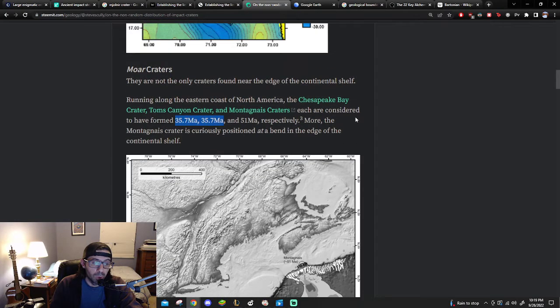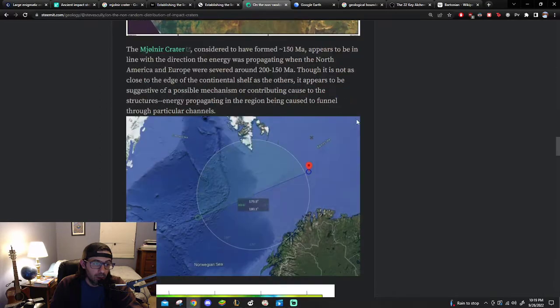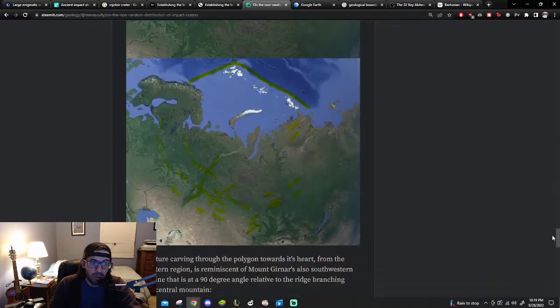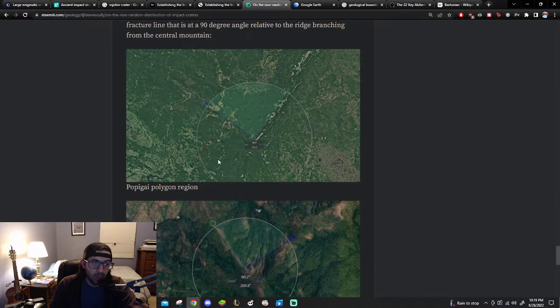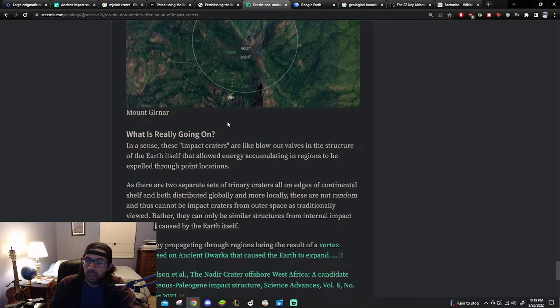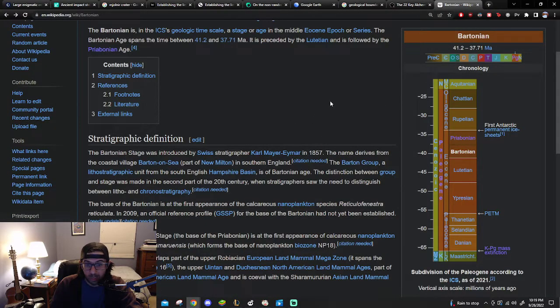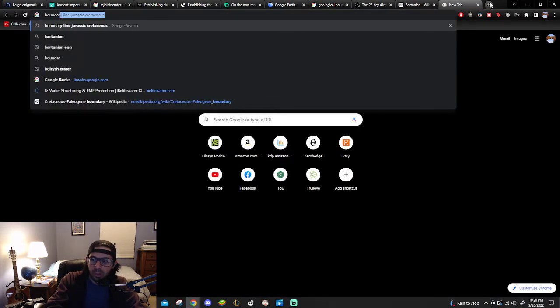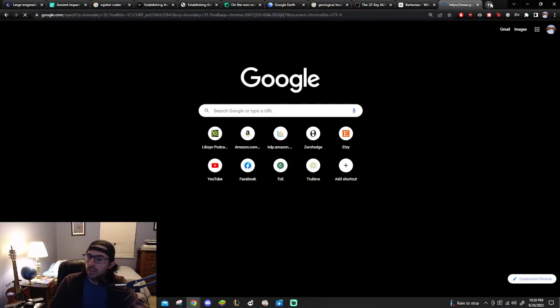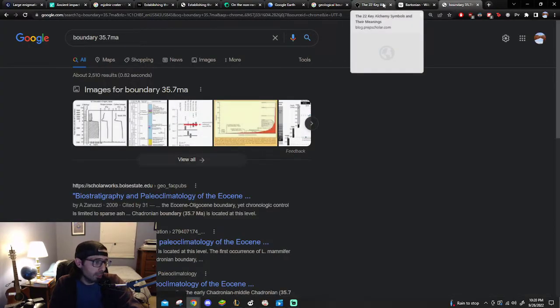these two coupled with the other one, the Popigai, this one, all at the 35.7 would be suggestive that maybe we would see something that we would have distinguished as a line. Let's see if I put boundary 35.7 MA. Just see that freezing.